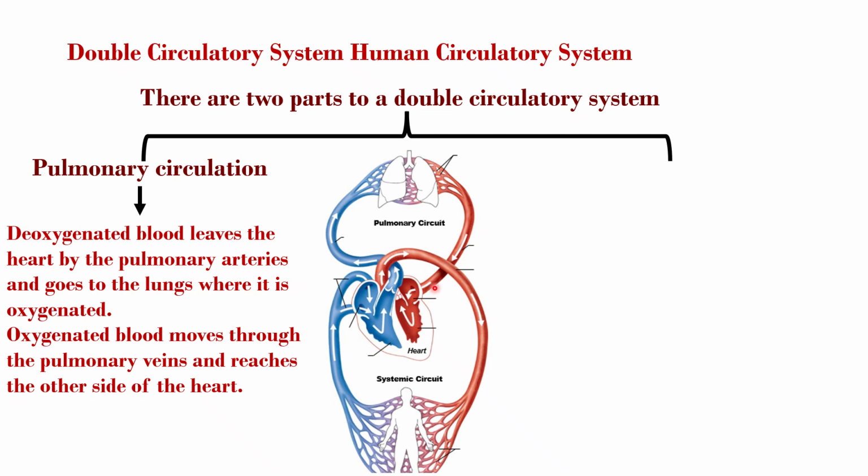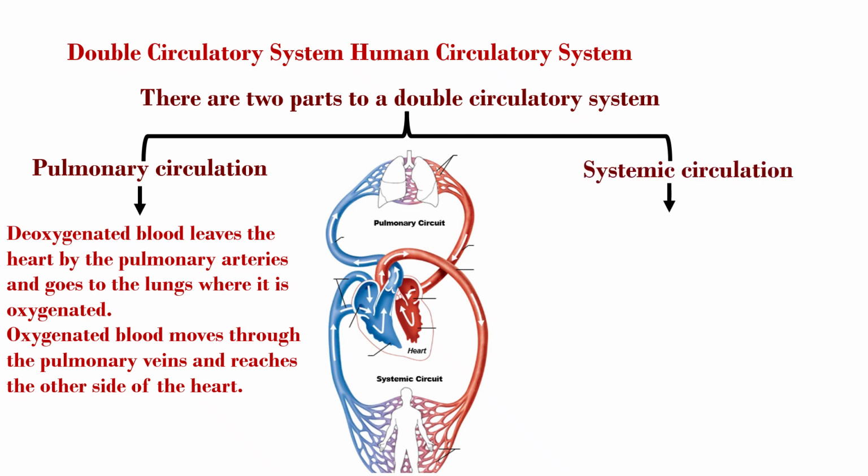This is the pulmonary circulation. Deoxygenated blood leaving the heart by the pulmonary arteries, going to the lungs where it gets oxygenated. It picks up oxygen and loses carbon dioxide. The oxygenated blood moves through the pulmonary veins and reaches the heart. This is the pulmonary circulation. What is the other circulation?